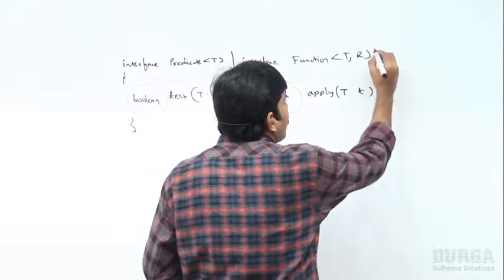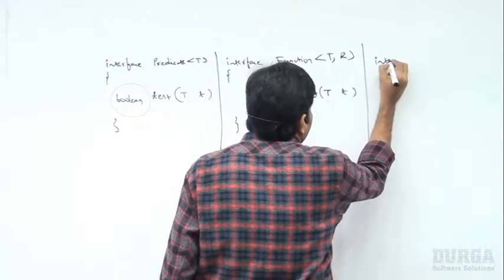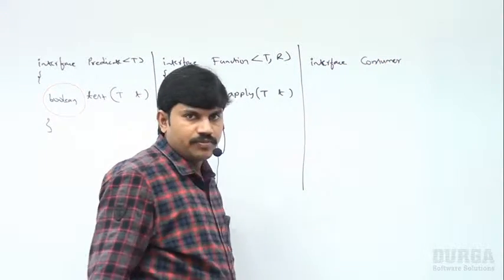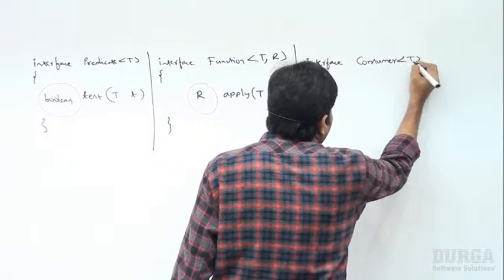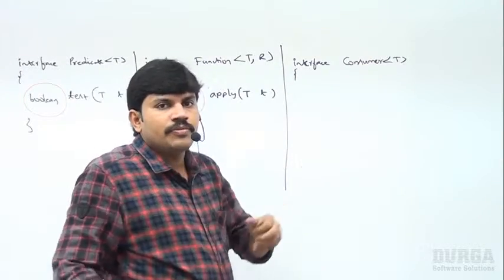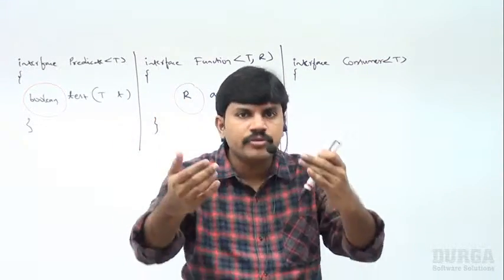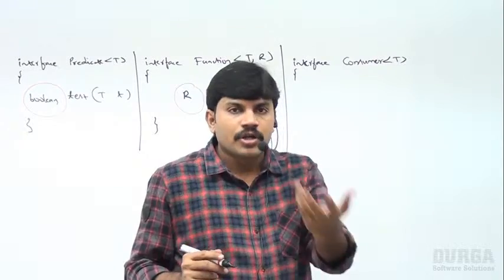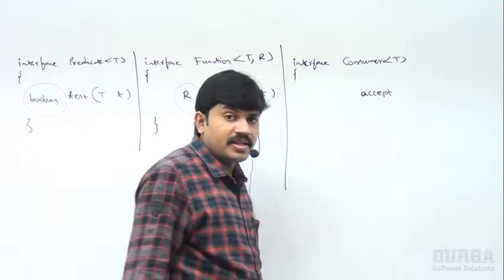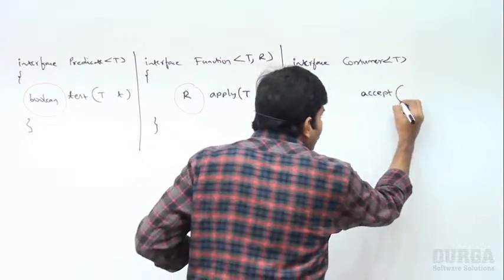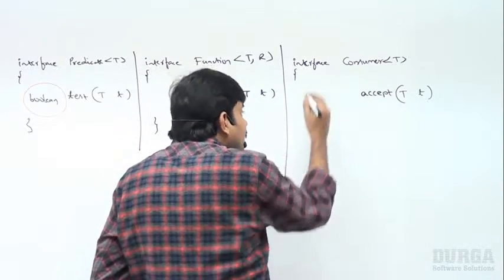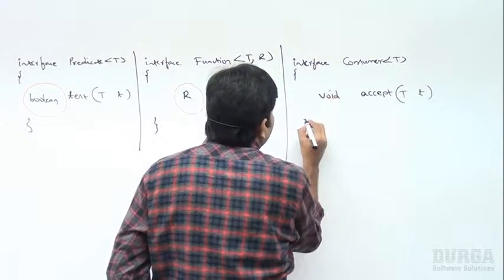What is the next interface we have to discuss? Interface Consumer. And compulsorily it's going to take some T type. This Consumer can accept values, consume values. That's why it contains one abstract method. What is that method name? Accept. Accept value. What type of values? T type. As for the return type, it won't return anything.